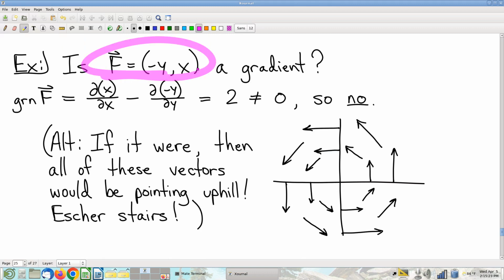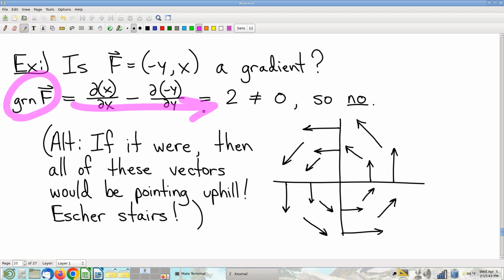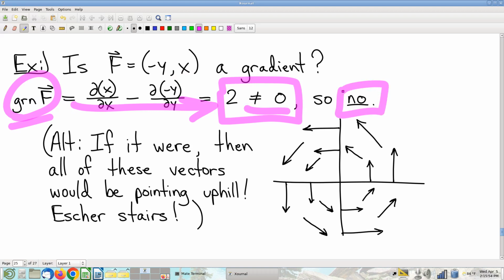Okay, here's another example. Here's a vector field. We want to know if it's a gradient or not. Notice this vector field has 2 components, so this is a 2-dimensional vector field. And so we apply the 2-dimensional tool, namely we compute Green's operator. That's the tool for this question in 2 dimensions. And you punch it up and you get not 0. And when Green's operator is not 0, then no, this is not a gradient. This is not path independent. Everybody all right?